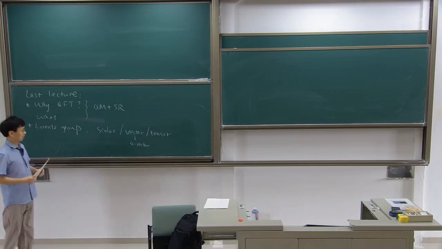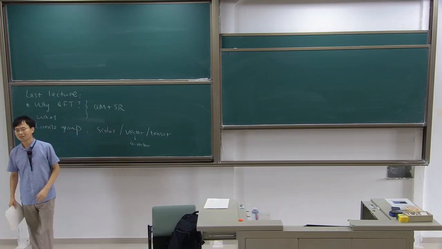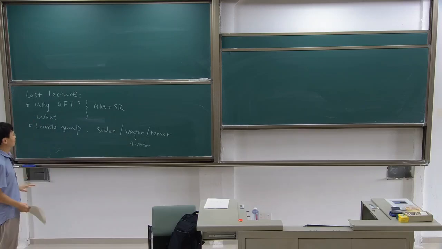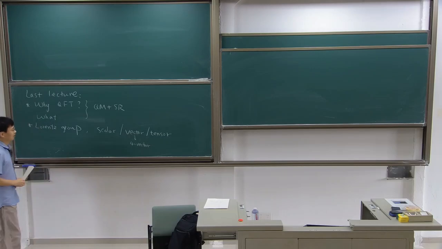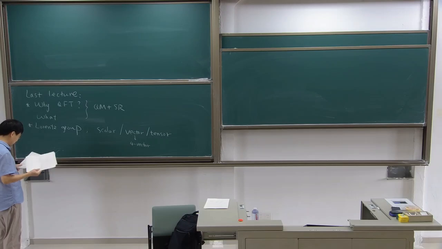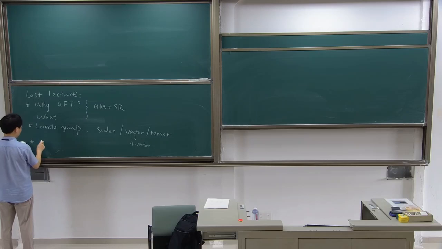We also introduced some calculation rules involving these objects. For instance, we can do an inner product, we can contract the index, things like that, right? So this is something new, and it appears quite often in this course. So the last part of last lecture is we introduced the second quantization.